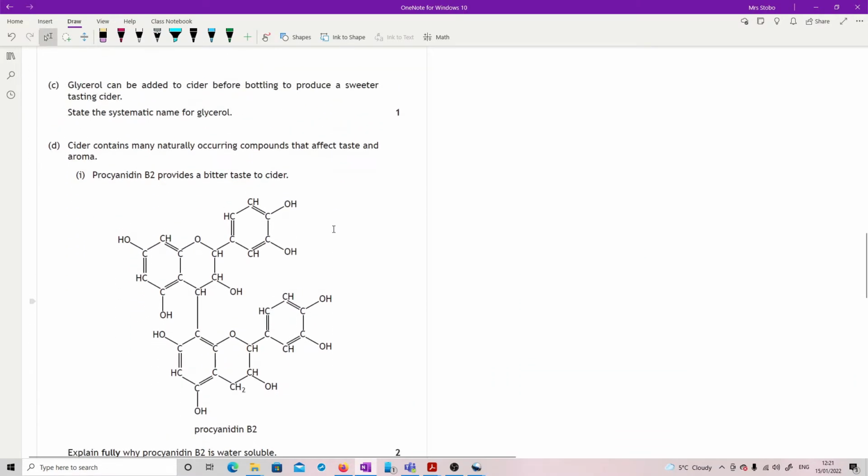Okay, C, give a systematic name for glycerol. Glycerol can be added to cider before bottling to produce a sweeter tasting cider. They're giving you a new context, but glycerol is just a straight you need to know. That is propan-1,2,3-triol. Nothing else, no other option.